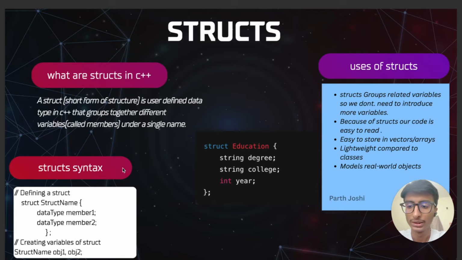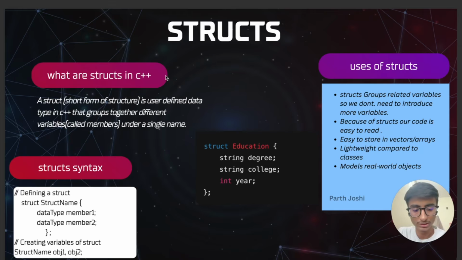So now this is the struct syntax and these are some uses of structs. Structs group related variables, so we don't need to introduce more variables. That is the major use of structs. Because of structs, our code is easy to read, easy to store in vectors and arrays, and lightweight compared to classes, models, real-world objects.